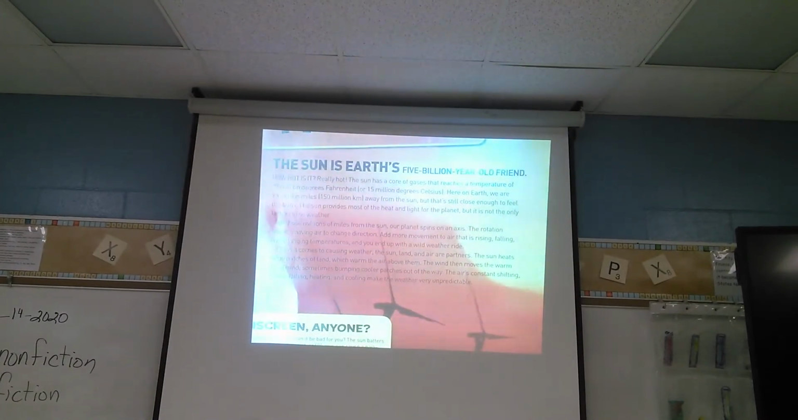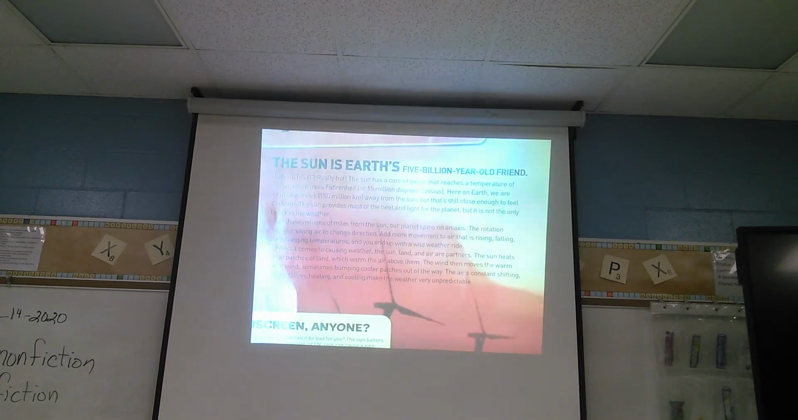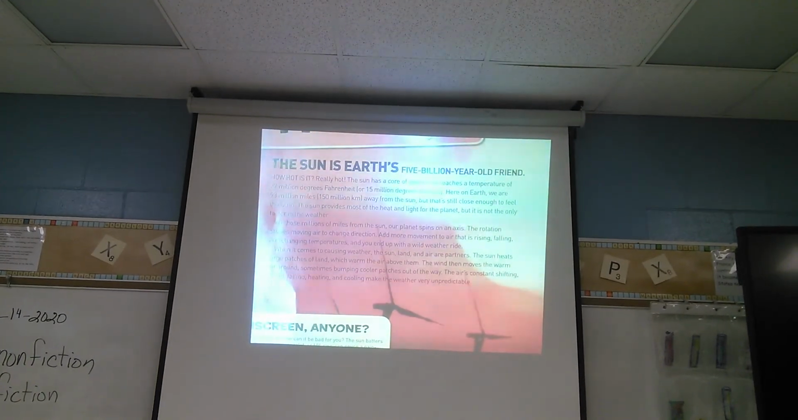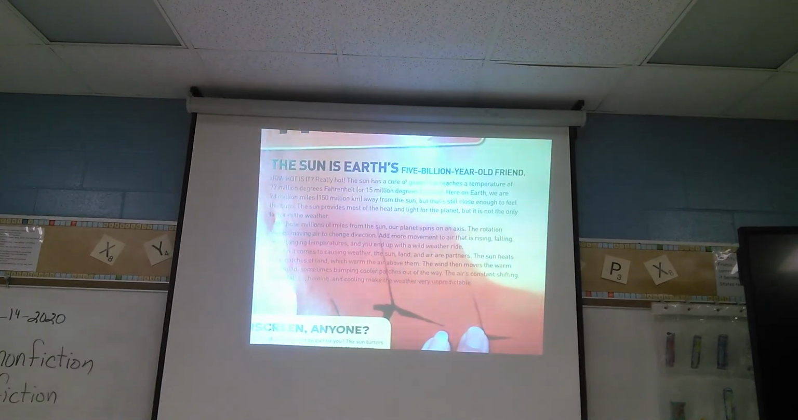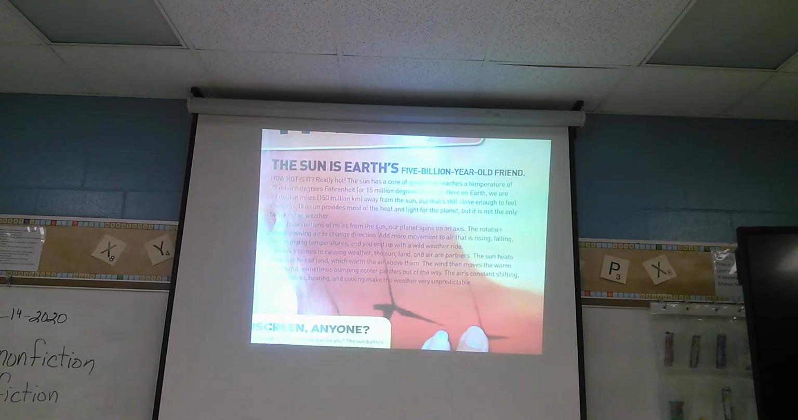Here comes the sun. The sun is Earth's 5 billion year old friend. How hot is it? Really hot. The sun has a core of gases that reaches a temperature of 27 million degrees Fahrenheit or 15 million degrees Celsius. Here on Earth, we are 93 million miles, 150 million kilometers, away from the sun, but that's still close enough to feel the burn.